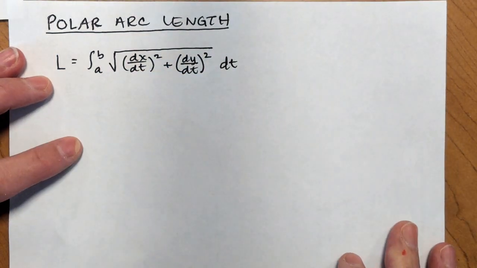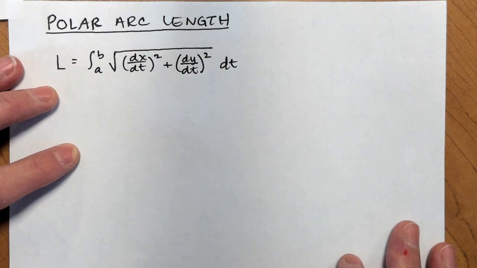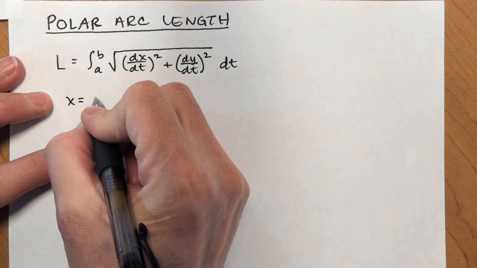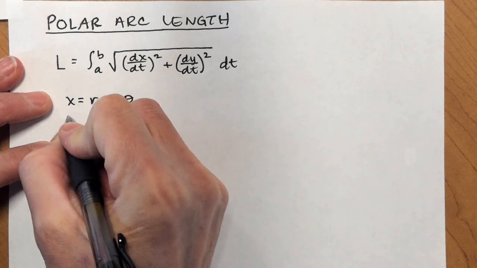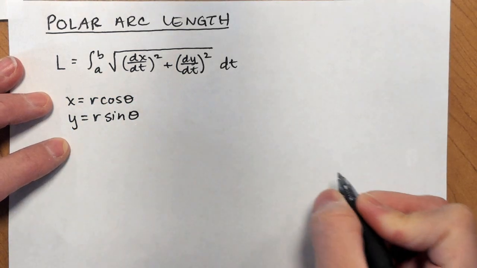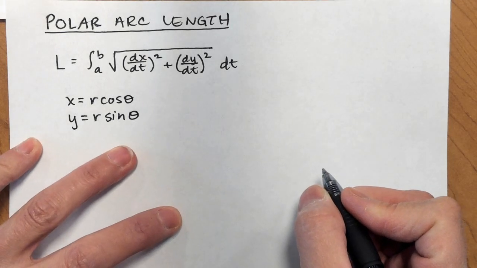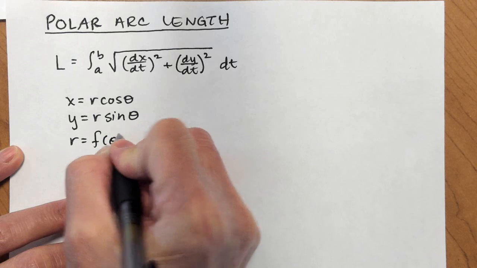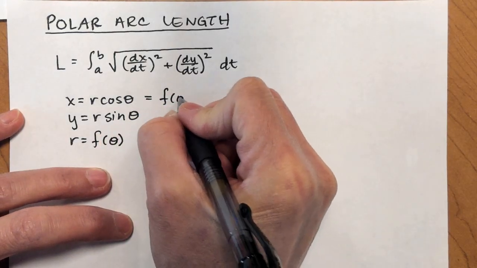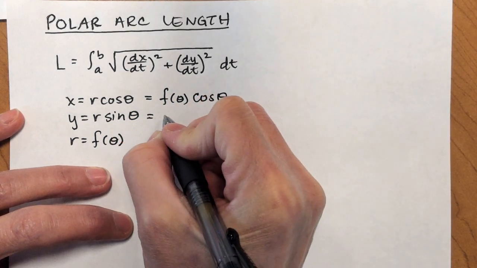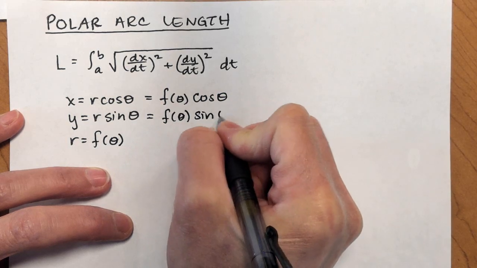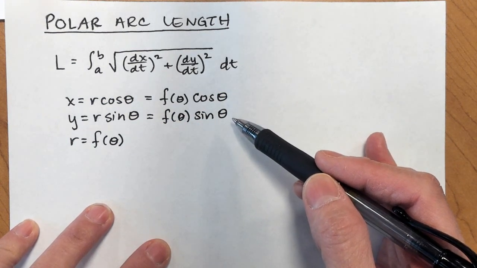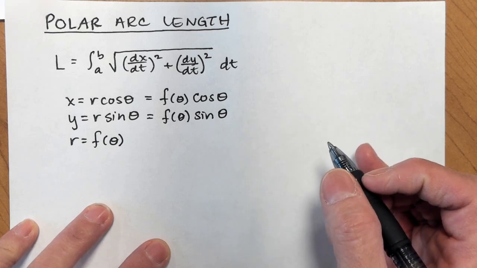So let's rewrite this in polar variables, and then from there we'll be able to completely transform it. So let's say that we're going to let x equal r cosine theta, and we're going to let y equal r sine theta. And we're going to say that r is some function of theta, which means that x is f of theta cosine theta, and y is f of theta sine theta. So I have a set of parametric equations here where x and y are both defined in terms of theta, so theta is my parameter.